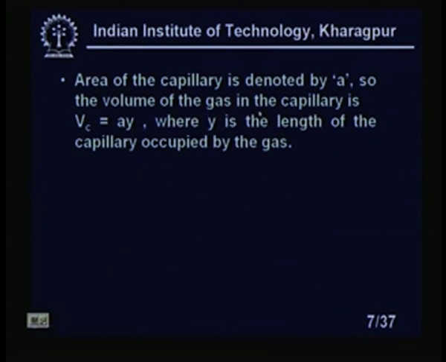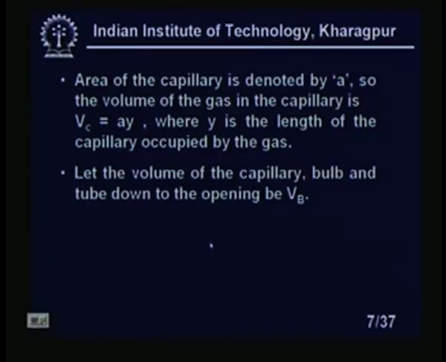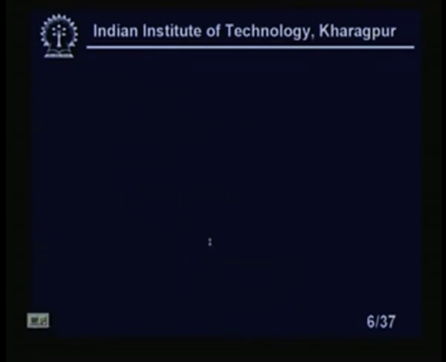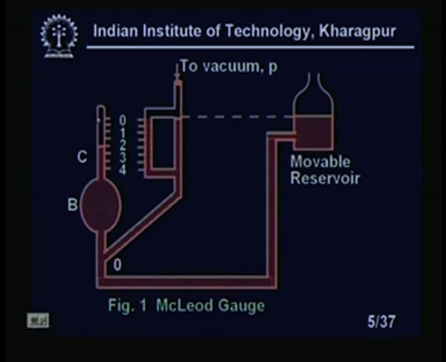So, the volume of the gas in the capillary, Vc, where c subscript means capillary, is equal to A into Y, where Y is the length of the capillary occupied by the gas, right. This is the length of the capillary which is occupied by the gas. You see, this is the length of the capillary occupied by the gas.